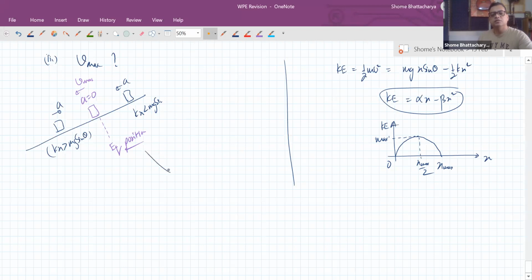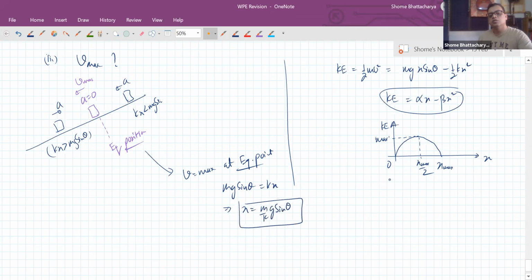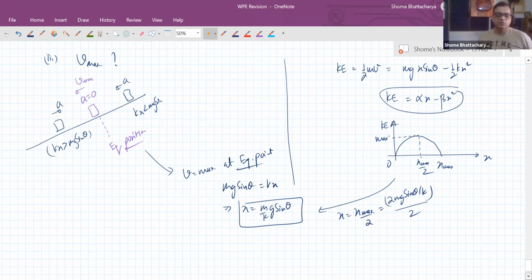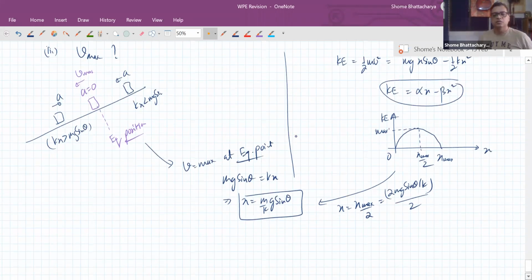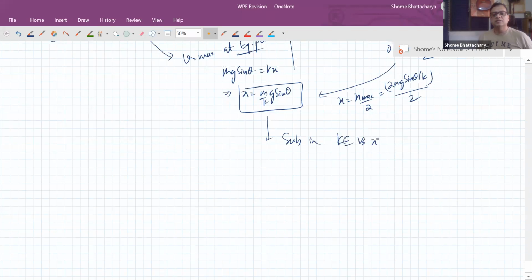So you can see from this also. So whether you go by this method, so v is maximum at equilibrium point. So that is where mg sine theta should be balanced by kx, or x should be this. Okay. Or you go by this. Now we had already calculated x max in the last part. That was 2 times mg sine theta by k. So whether you go by the graphical method or the function method, or by the logical method where you understand dynamically that the acceleration should be momentarily 0 at the point where the kinetic energy is maximum, come to the same conclusion. So we will substitute this in the kinetic energy versus x relation.